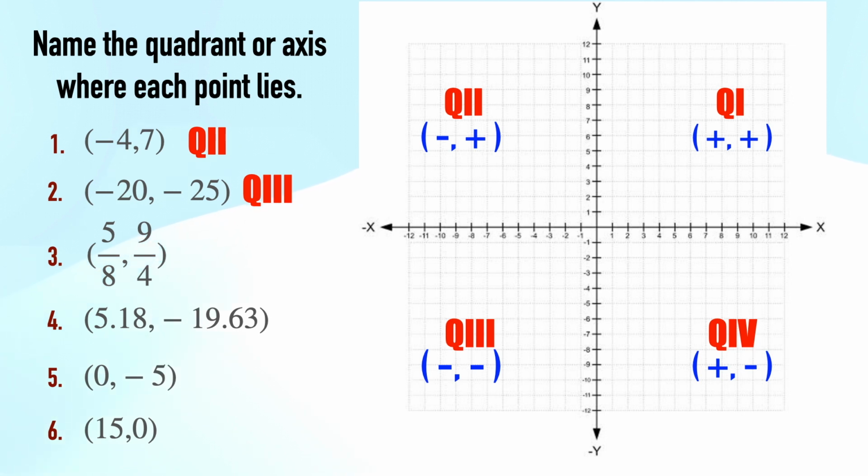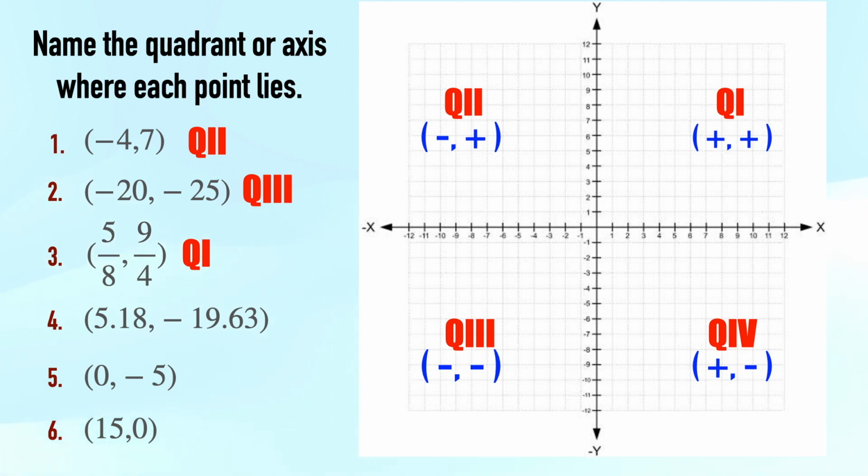Sir, ang hirap naman po niyan, fraction. Nako. I-consider nga lang natin ang signs, no? So 5/8 is positive, 9/4 is positive. So both coordinates are positive. So anong quadrant siya? Ayun, quadrant 1.